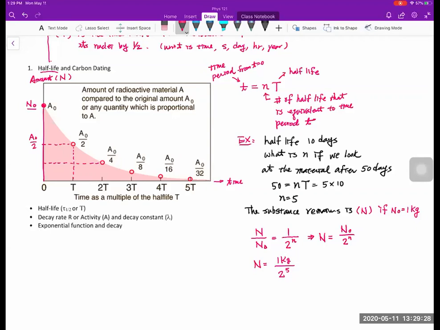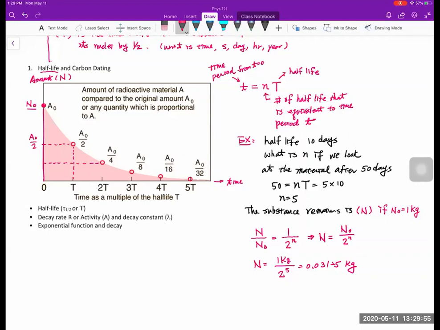Okay, any questions about this? So that will be 0.03125. After 50 days, you only have this much of the radioactive material left. That's what it makes. All right, so this looked very simple.